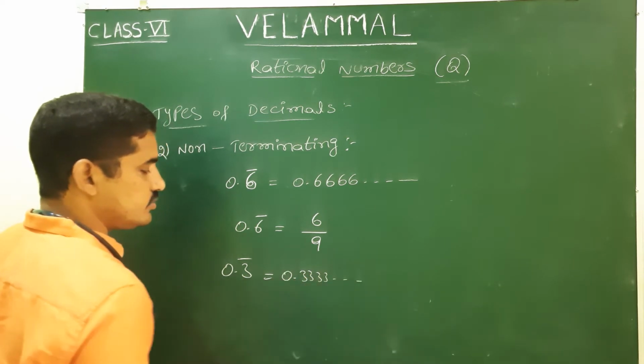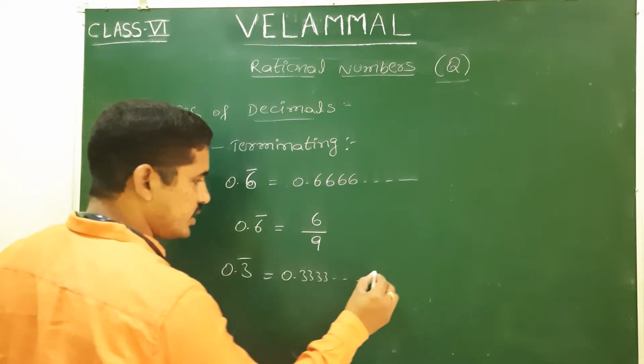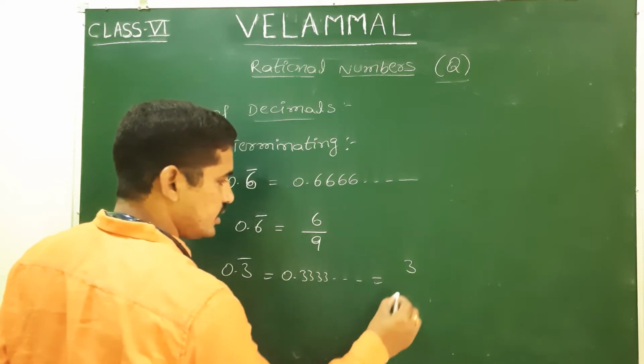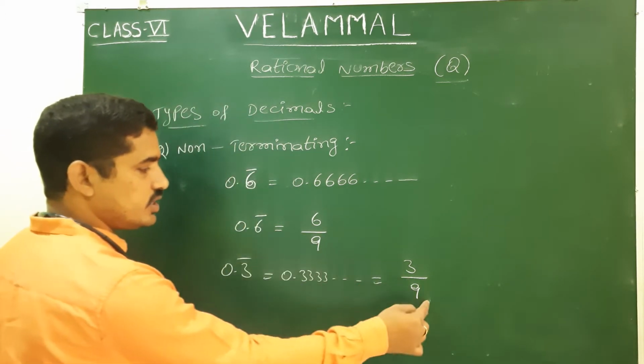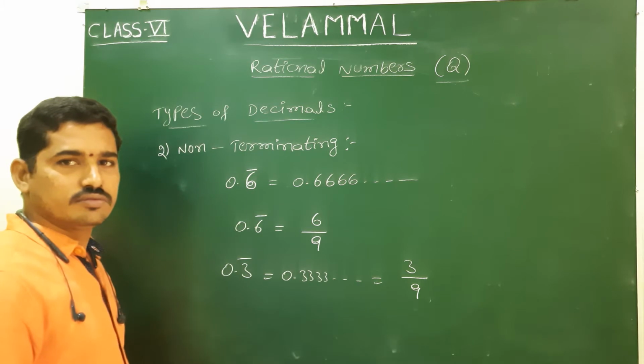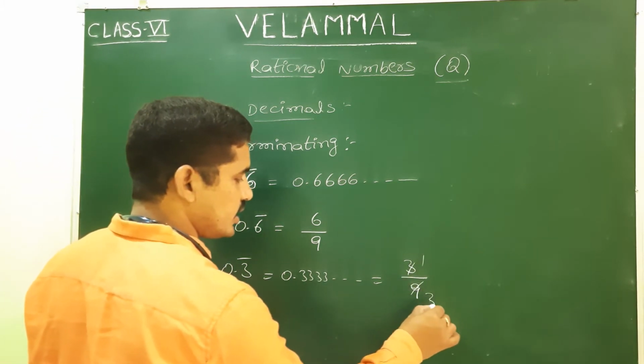0.3333 and so on. So this can be written as the repeated number 3 divided by 9. How many numbers are repeating, that many 9s we will write down. 3 by 9. 3 by 9 is nothing but 1 by 3.